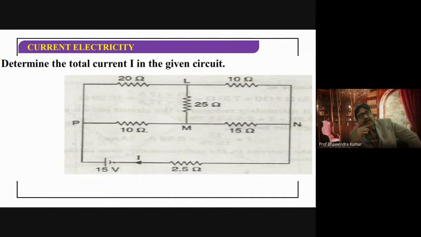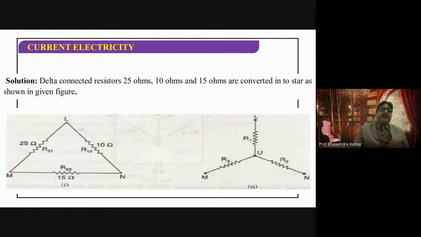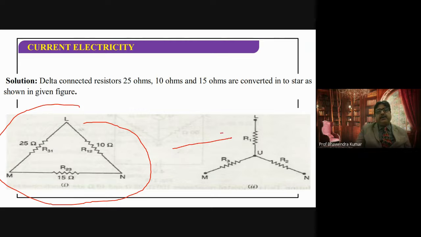Have you made the circuit diagram? And do you see a delta here? LMN is a delta, and we have to convert it to a star.